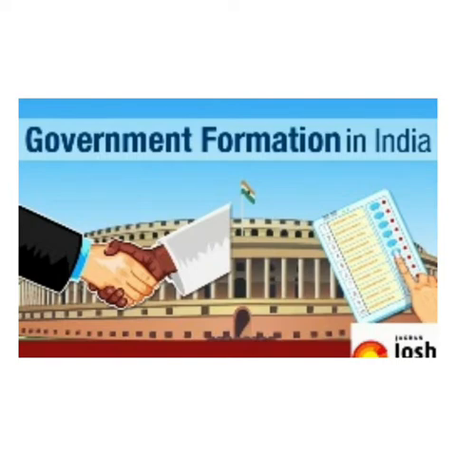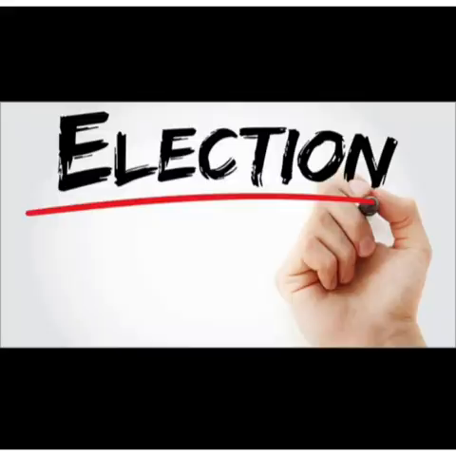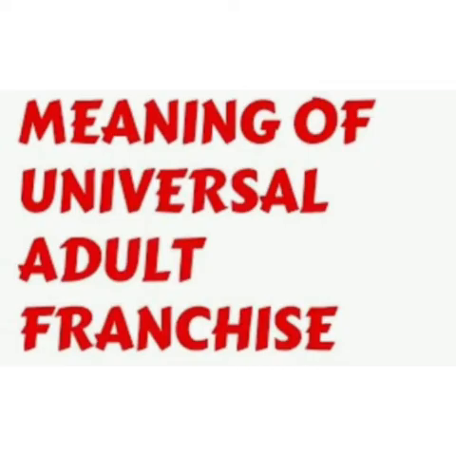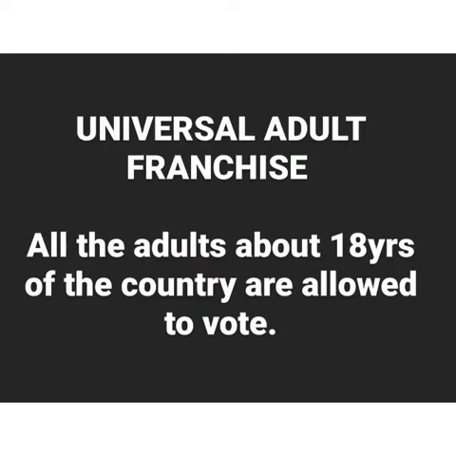Government forms through elections, that is, universal adult franchise. What does universal adult franchise mean? Universal adult franchise means all the adults above 18 years of the country are allowed to vote.